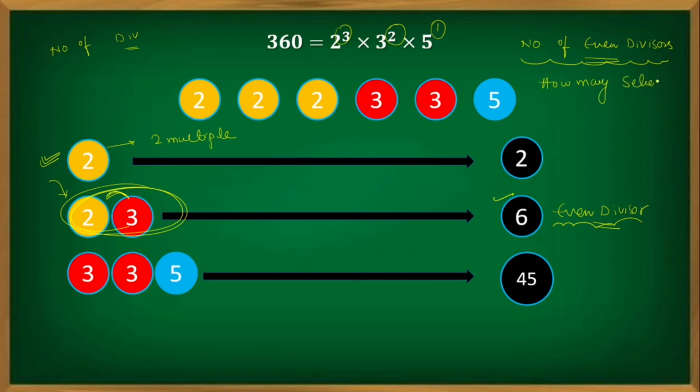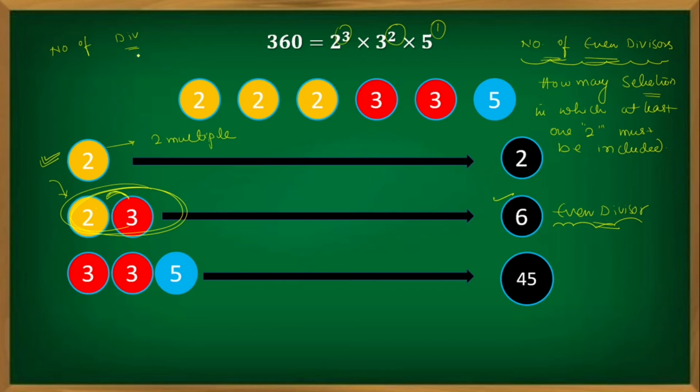The equivalent question is, how many selections are there in which at least one 2 must be there. At least one 2 should be present, must be included, to get an even divisor.